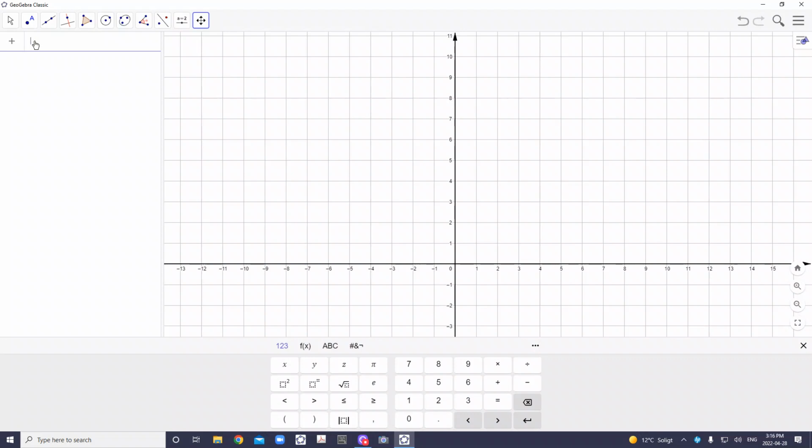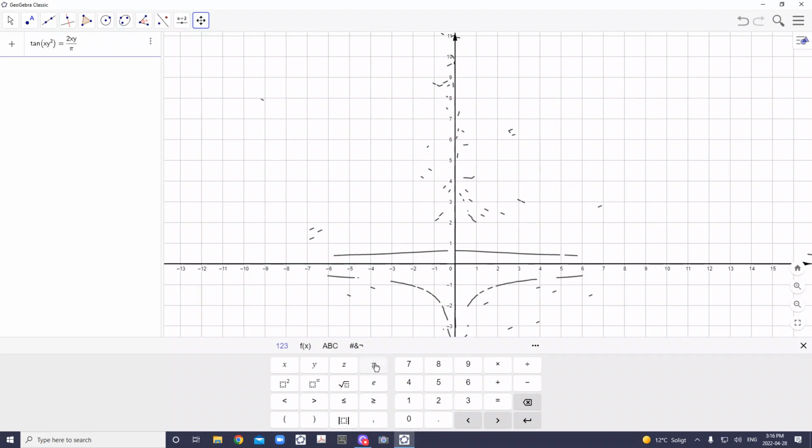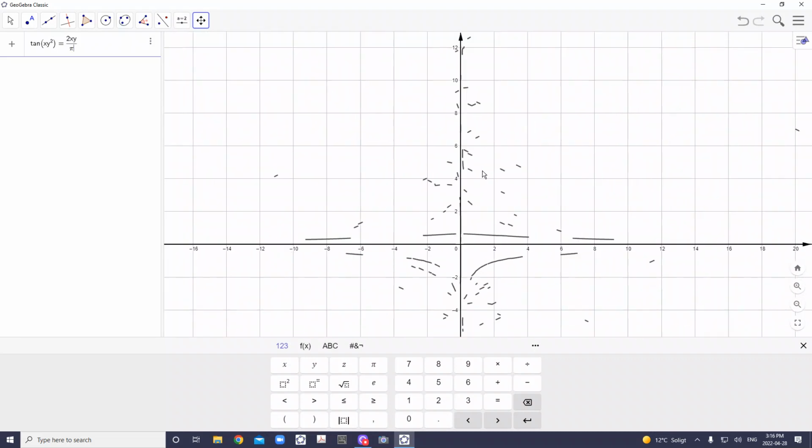Okay, so the formula that was given in the book was tangent, and please see that I am not doing something stupid here. Okay, and this is equal to 2xy divided by pi, oh sorry, I have to put equality here, equality, and then pi. Oops, it's really a strange picture, so I don't know what that is actually. Okay, we can zoom in a little bit to see if something interesting happens.